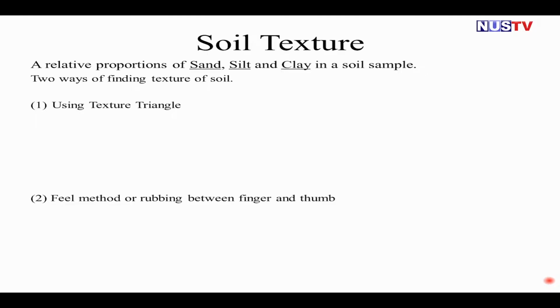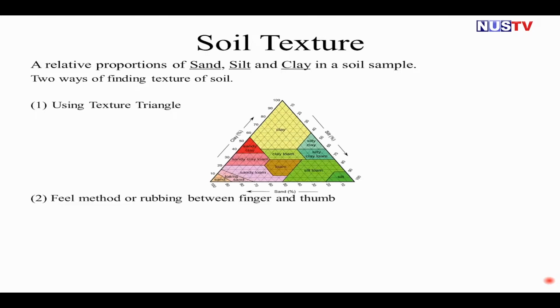There are two ways to find the texture of a soil. One method is by using the texture triangle. As you can see on the screen, the picture of a texture triangle. You are expecting to use this texture triangle with some of our calculations later in our lesson. Our first method is using the texture triangle.